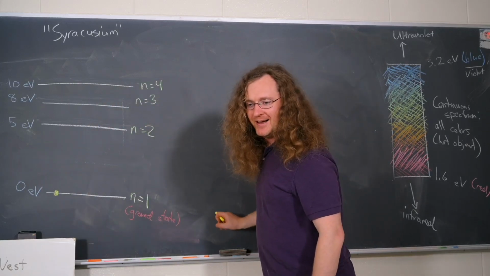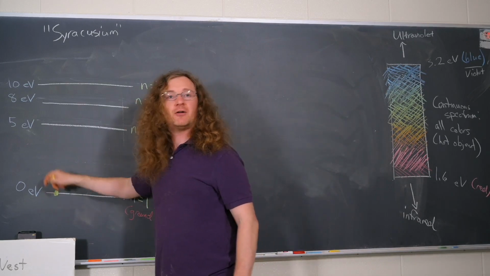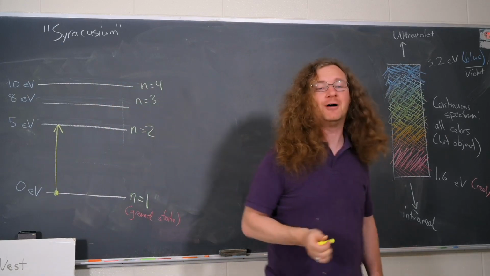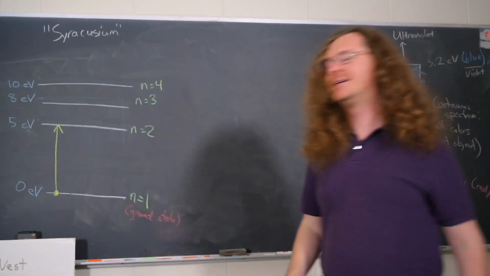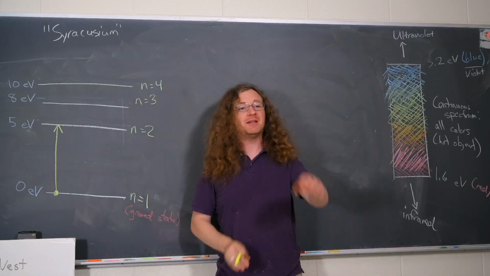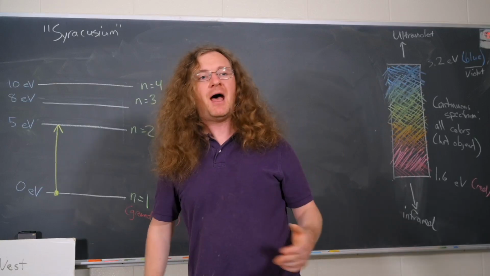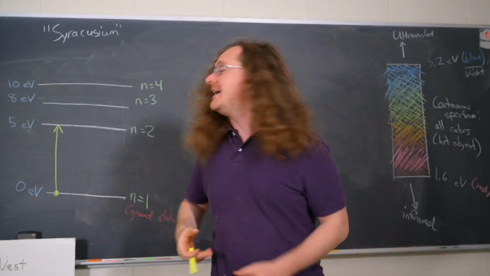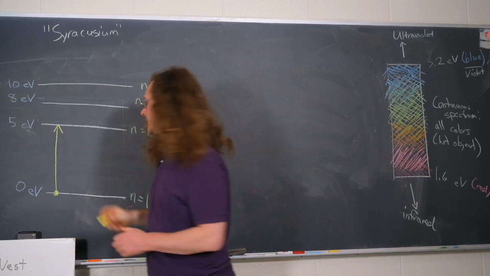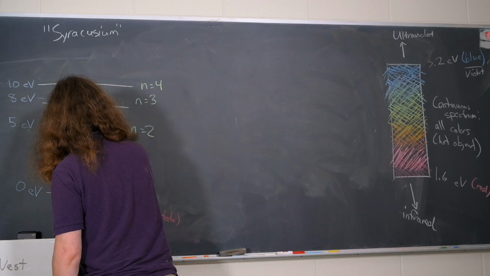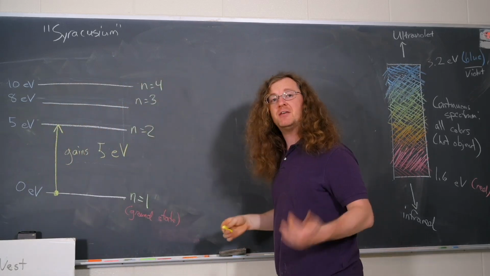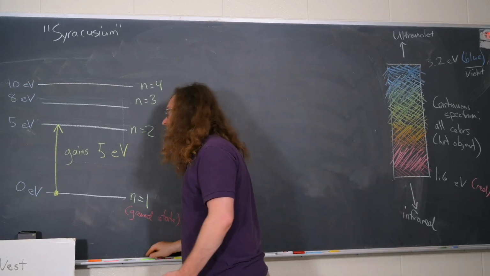Thank you, Porpoise. How can I get this electron up here to the n equals 2 level? I can't just do that. Why not? I'd have to heat it up, as Ethan says. I'd have to give it energy. Yeah, if I'm going to move an electron up, this is a gain of energy. So I've got to put 5 eV of energy in somehow.